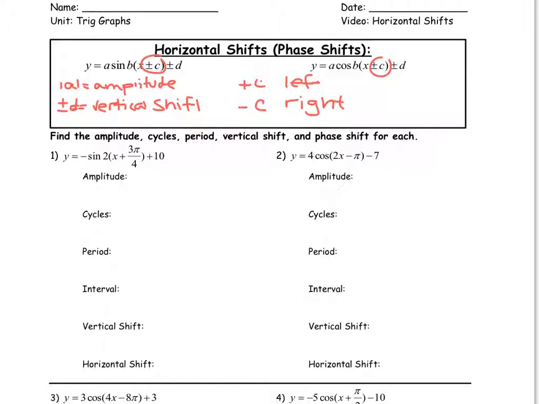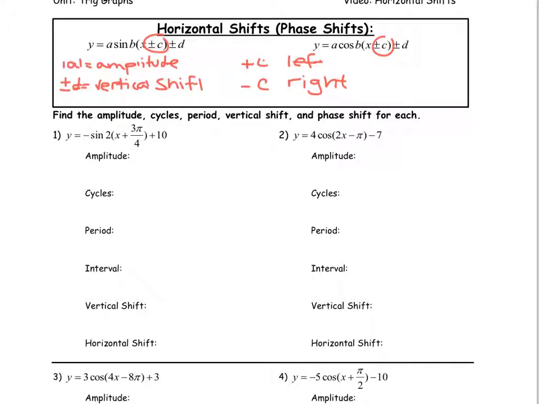All right, so let's see if we can analyze some equations. So problem number 1. Y equals negative sine 2, parentheses, x plus 3 pi over 4, plus 10. So we know the amplitude is the number in front of the sine, and it's the absolute value. So the absolute value of negative 1 is 1. The number of cycles, we didn't define that up here, I apologize. B is the number of cycles, so we can write that here. B is the cycles. All right, so the number in front of the parentheses is the cycles, so that's 2.